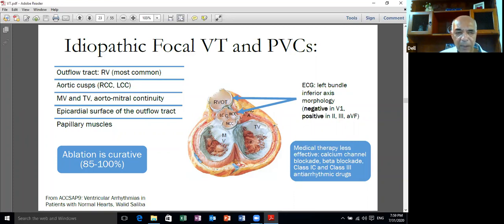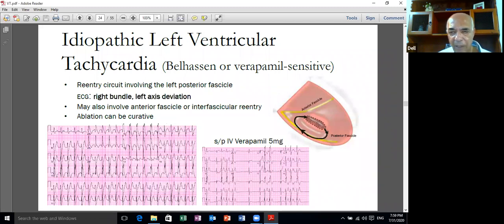Now, the papillary muscle tachycardia is usually variable in morphology, with subtle differences, and the ablation is difficult because of the complex three-dimensional structure of the papillary muscles. Remember that the idiopathic focal outflow tract tachycardia is a benign condition, rarely associated with mortality, responsive to beta blockers, calcium antagonists, class 1C and class 3 antiarrhythmic drugs, and the ablation is curative in 85 to 100% of these patients. So you need to identify it.